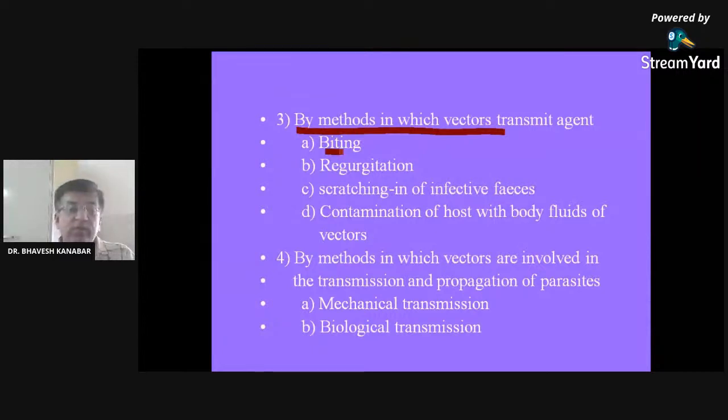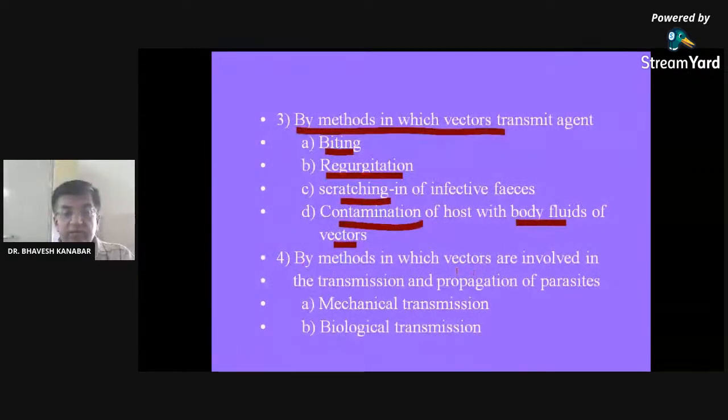By biting, like in the case of the mosquito, it bites and transmits the infection. By regurgitation, right? By scratching, like in the case of a rat that scratches the human body and can transmit the infection, right? By contamination of the host with the body fluid of the vector, like rat urine. If the human body comes into contact with rat urine, that is the body fluid of the rat, it can transmit the infection also. So by method: biting, regurgitation, scratching, contamination of the host by body fluid.